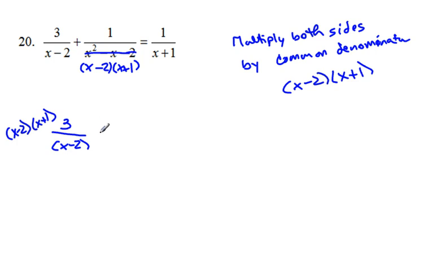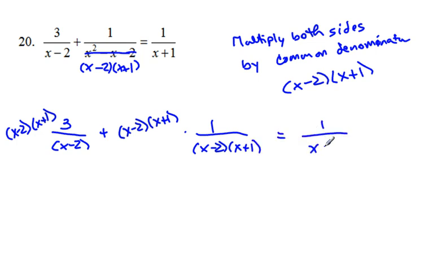And when I distribute it, I end up multiplying it by both of these terms. And I'm going to take the time to write it out both times because I'm going to make fewer mistakes if I do that. And over here I've got 1 over x plus 1. And also here I'm multiplying by x minus 2, x plus 1.